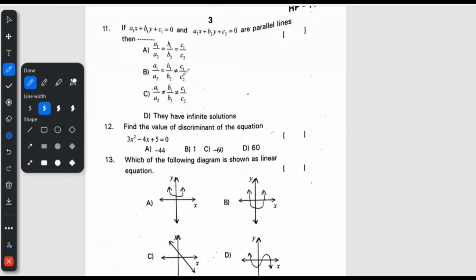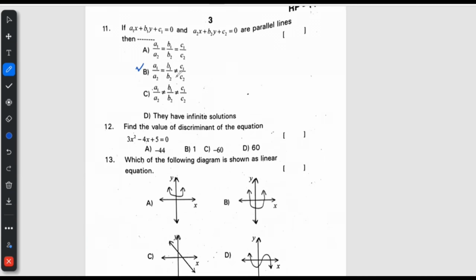So, then the condition is very clear from the straight question. This one, a1 by a2 equals b1 by b2 but not equal to c1 by c2. The lines are inconsistent, so we can choose option B.